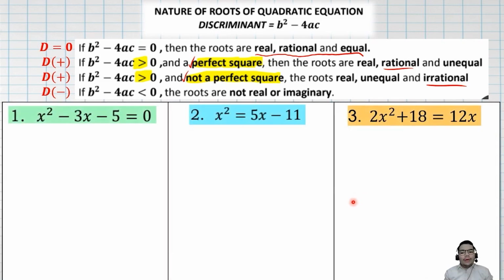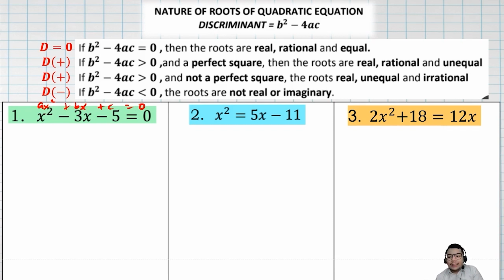So for example number one, by just having the given quadratic equation, how do we identify, using the discriminant, the characteristics or the nature of the roots of a quadratic equation? Let's start with example number one. We have the given x squared minus 3x minus 5 is equal to 0. The first step is to identify the values of a, b, and c. Before we identify them, we have to be sure that it is in standard form: ax squared plus bx plus c is equal to 0.